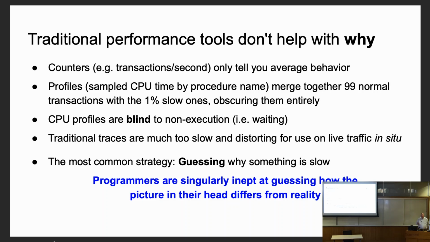So what we've done as an industry is we see something that's slow, some performance problem, you look at it for a while, you study the circumstances a bit, and then you guess. And you try some experiment to see if the guess is right, and then you guess again. And my observation is that programmers are singularly inept at guessing how the picture in their heads is different from reality.